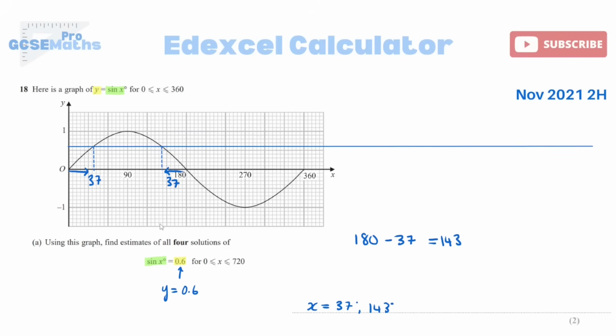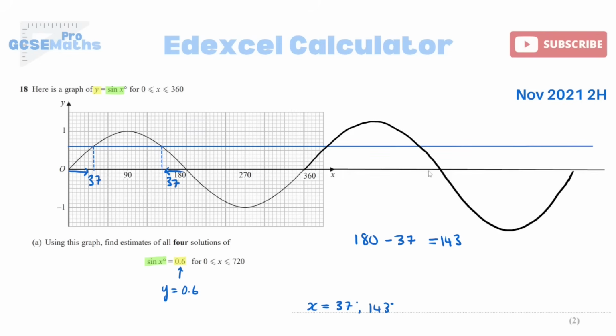Now, the other 2 solutions are obviously somewhere over here. So there's my rough continuation of the graph. Obviously, this one is then the 720, isn't it? And then hopefully you can figure out that this one here is 540 because it's another 180 from the 360. Do you see now we've got 2 other places where it does cross?